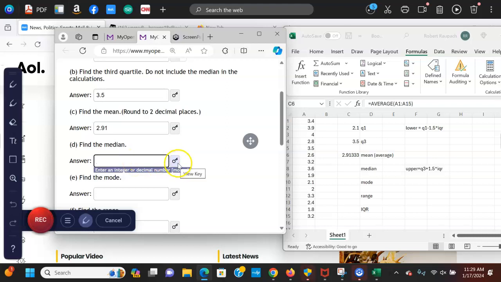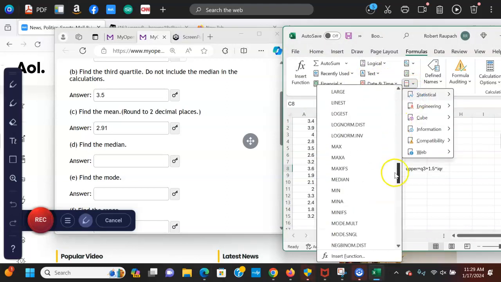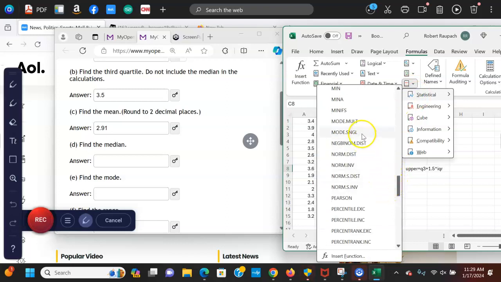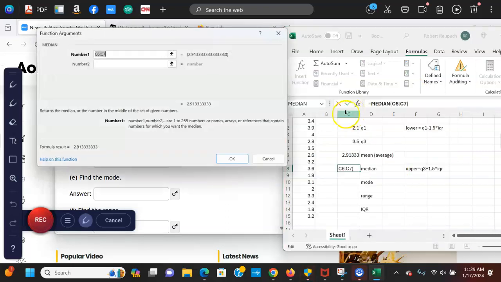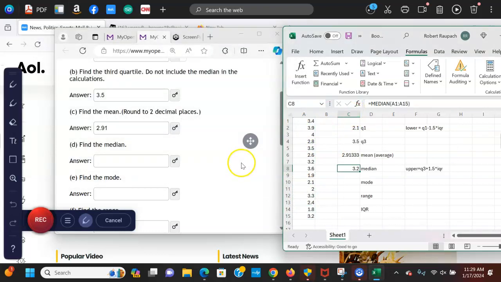So because I didn't put them in order, I don't know what it is, but let the computer do it for you. Let Excel do everything for you. Under Statistical, there's MEDIAN, and you don't have to put anything in the other slot as well. You just highlight the data and you're done. Hit OK. There's your 3.2.